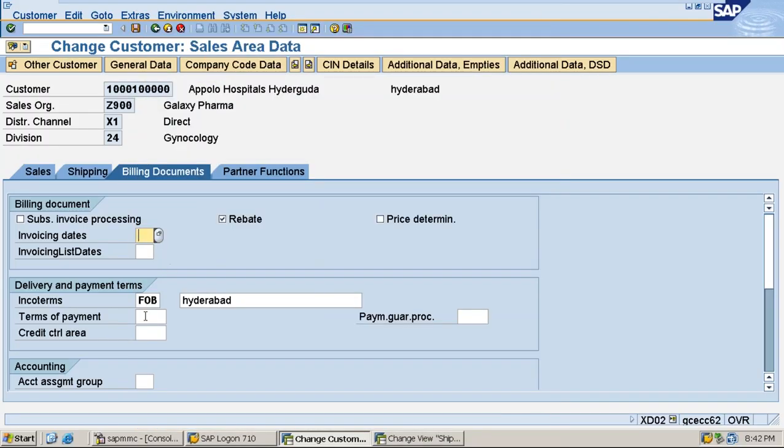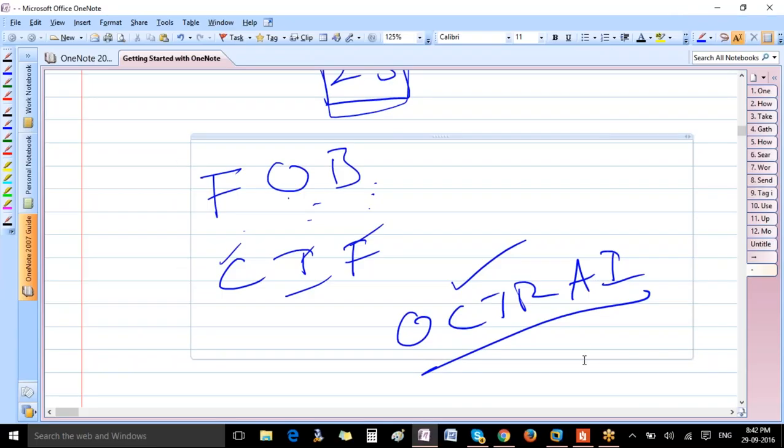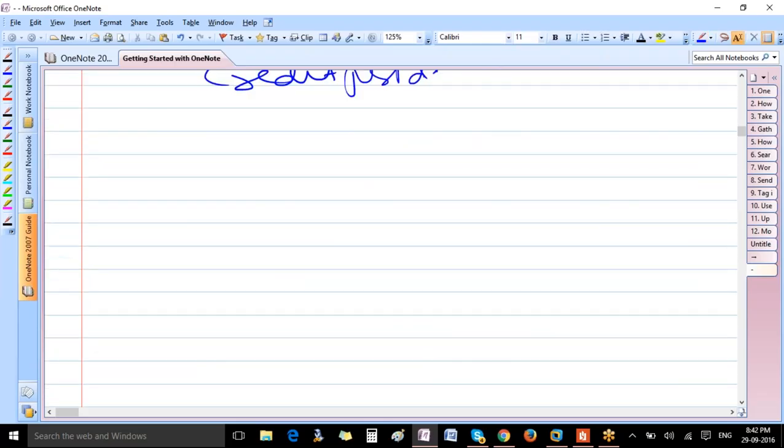The next is terms of payment. As we know, terms of payment is in FI also. Let's see what terms of payment is. Terms of payment is nothing but payment terms. You know what payment terms are? It's also called a credit period. That means you are giving some credit to the customer to pay for the invoice you raised, which is also called due period, due net.